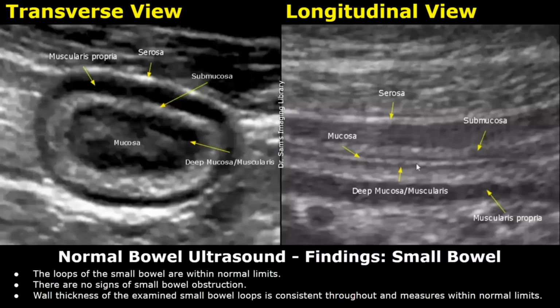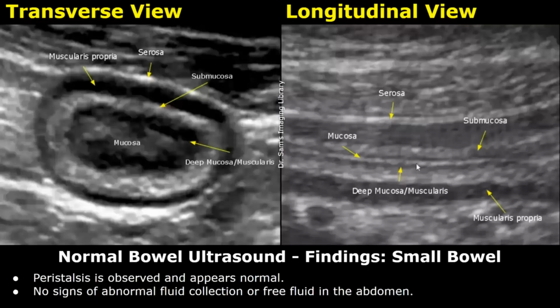Here are the findings of small bowel. The loops of the small bowel are within normal limits. There are no signs of small bowel obstruction. Wall thickness of the examined small bowel loops is consistent throughout and measures within normal limits. Peristalsis is observed and appears normal. No signs of abnormal fluid collection or free fluid in the abdomen.